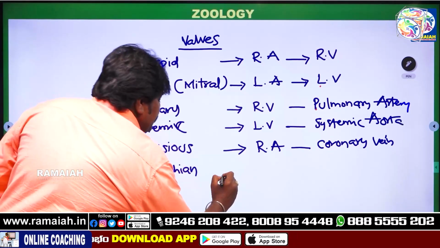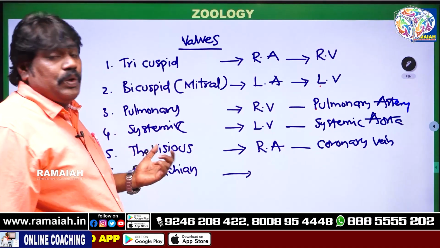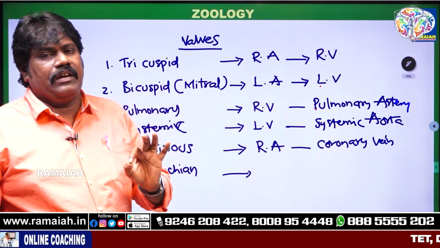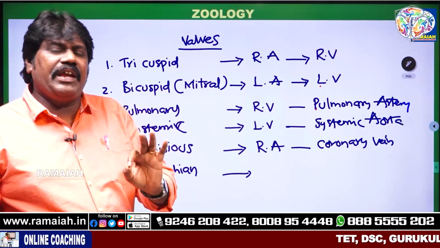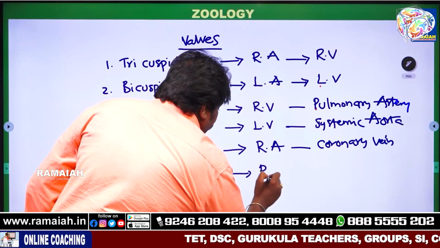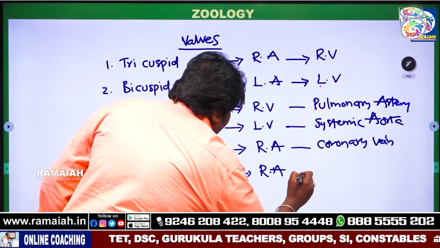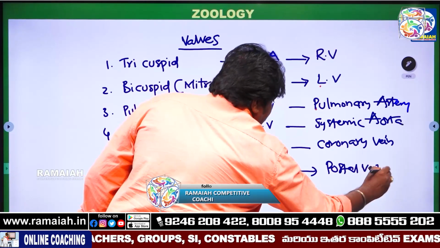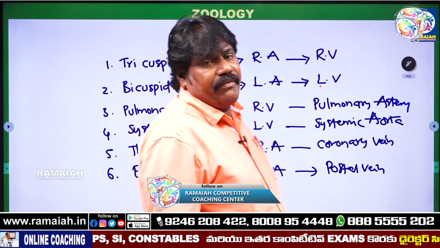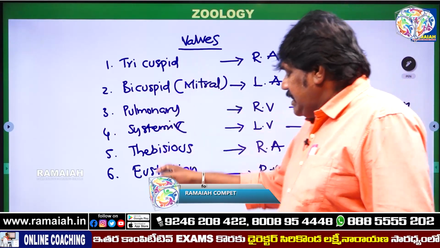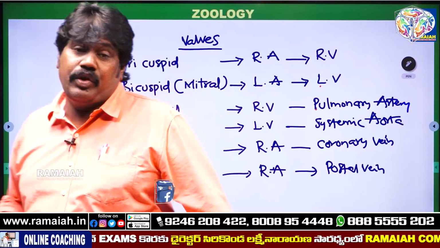And then the Eustachian valve. It is present in between the right auricle and then the inferior vena cava, the opening of the right auricle and the postcaval vein. It is also called the inferior vena cava. So these are the 6 valves present in the human heart.